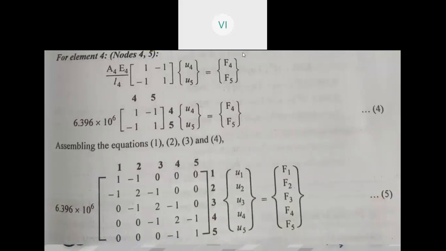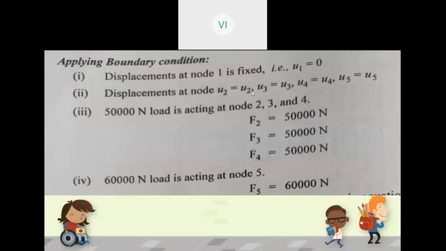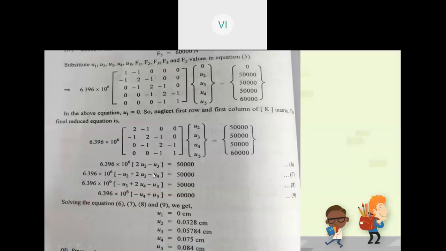So now, as per the question, our condition is U1 and F1 are 0. So the first row and first column will be cancelled. Rest of all the values will be formed to find out the value of each. So go with the same condition here. U1 is 0. Rest of all we have the values, and F1 is also 0 because the end is fixed. So rest of all values are there.